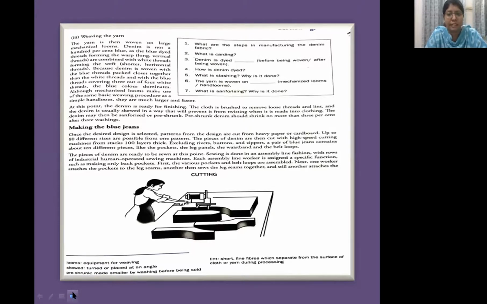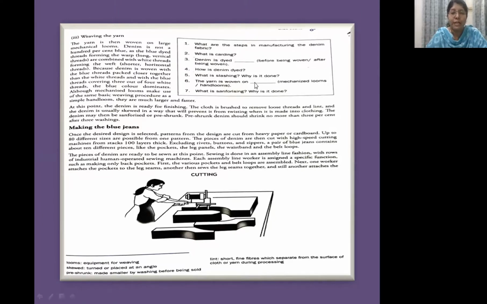So here you have some questions, and the first one is, what are the steps in manufacturing denim? There are 3 steps. What is carding? Then again, is denim dyed before being woven or after being woven? It is before being woven. How is denim dyed? It is dipped. The bales are dipped into synthesized indigo dye. Then what is slashing? Why is it done? The yarn is woven on what type of looms? It is mechanized looms. All these questions you have here.